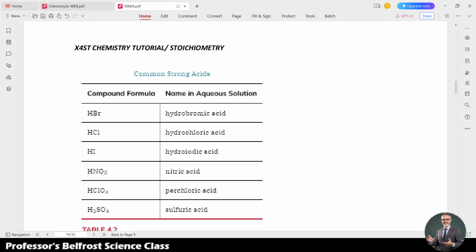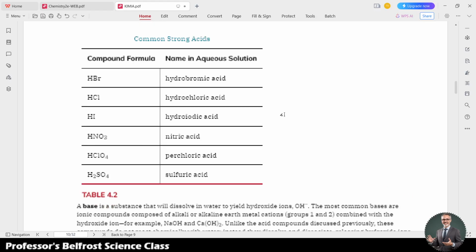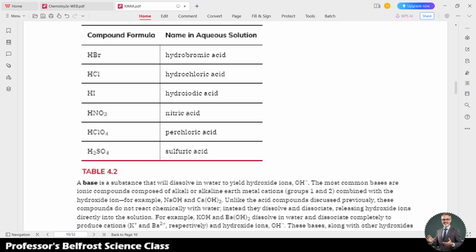Okay, so here's the guidelines table that shows you the common strong acids. We have hydrobromic acid, hydrochloric acid, hydroiodic acid, nitric acid, perchloric acid, and sulfuric acid. Okay, we are done with acids, and now we enter bases.